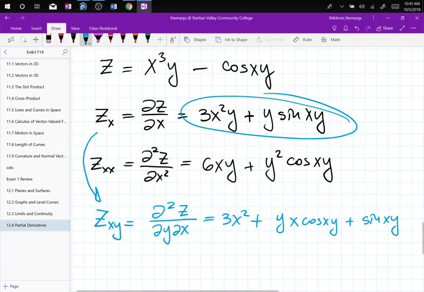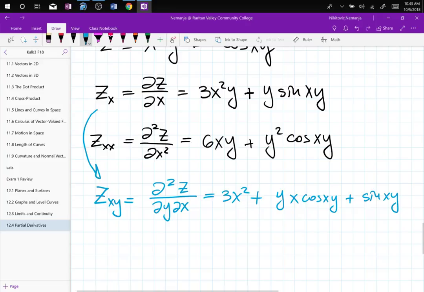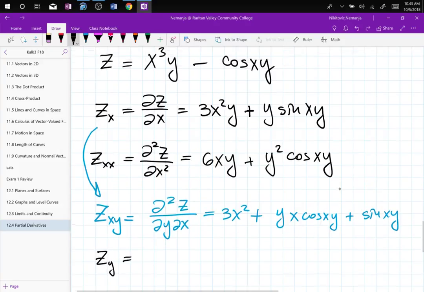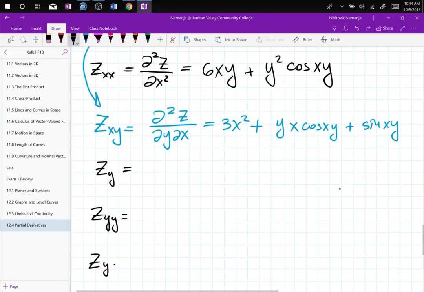I know I didn't teach it yet, but preemptively I can tell you what's going to happen. So now I'm going to ask you to compute z of y, looking at the function, and then zyy, and if you can, zyx. We're going to do the zyx, let's say, in orange.